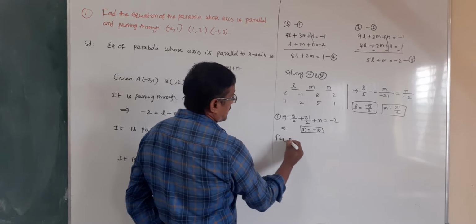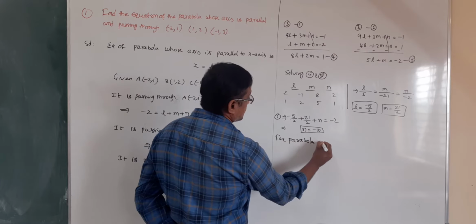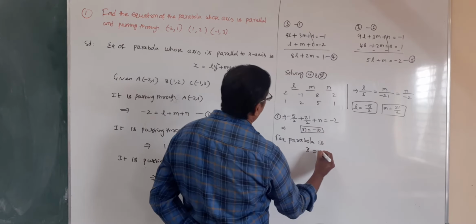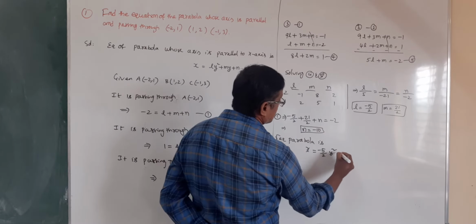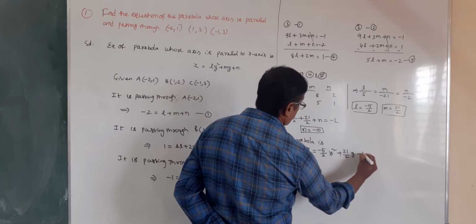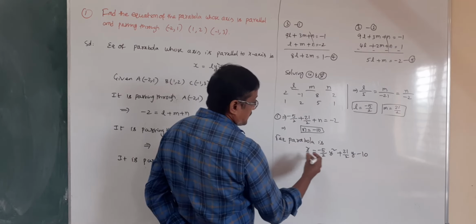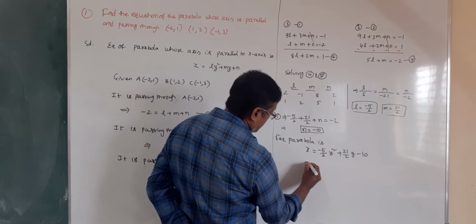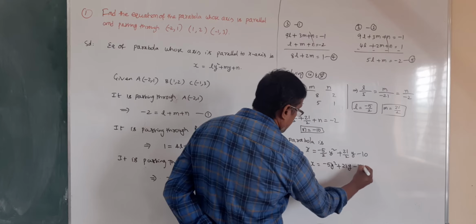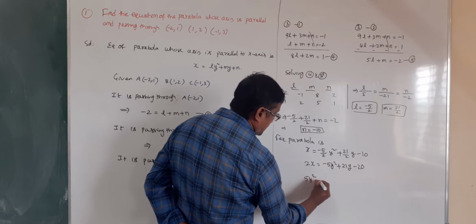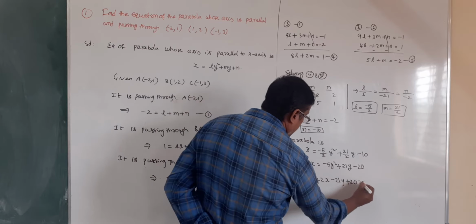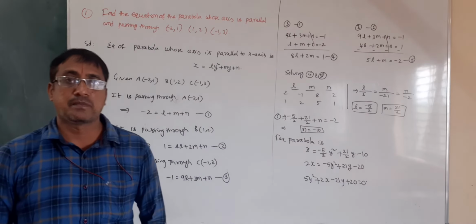Now the required parabola: you have the equation of the parabola as x is equal to l y square, minus 5 by 2 into y square, plus m, that is 21 by 2 into y, plus n, that is minus 10. You can leave this as it is, or you can multiply with 2. You will get 2x is equal to minus 5y square plus 21y minus 20. So 5y square plus 2x minus 21y plus 20 equal to 0. That is the required parabola.